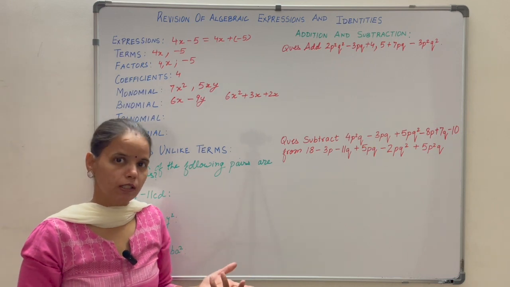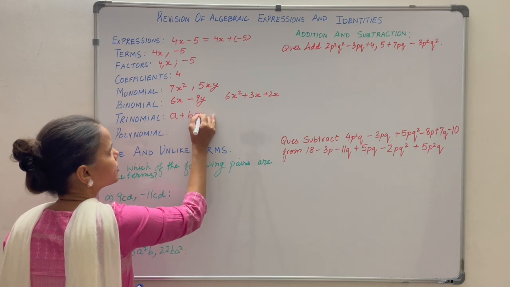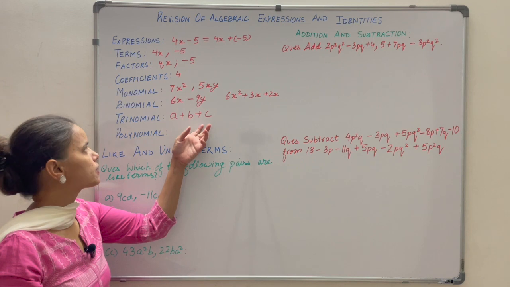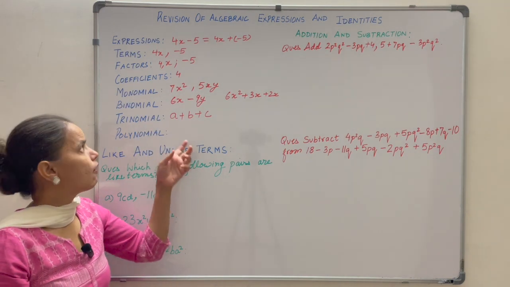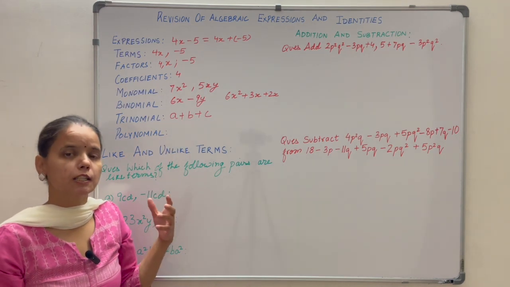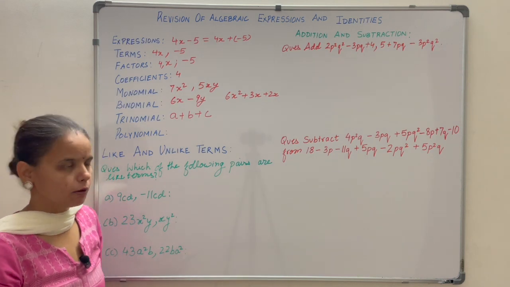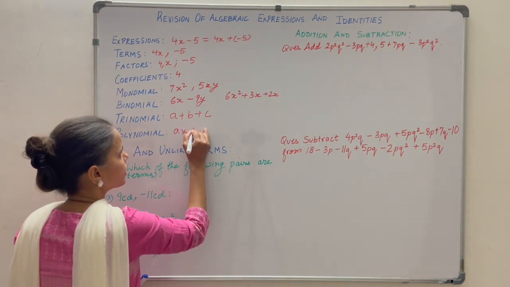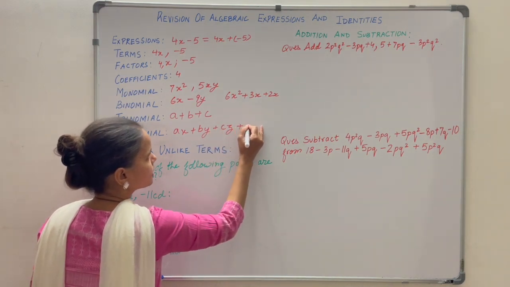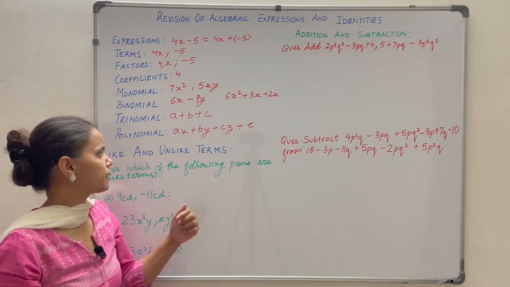Now let us come to trinomial. Expressions having three terms are called trinomials. For example, a plus b plus c. This has three terms. So an expression having three terms is called a trinomial. And all these, monomial, binomial and trinomial, are called polynomials. An expression having one or more terms is called a polynomial. For example, ax plus by plus cz plus e. So this is called a polynomial.